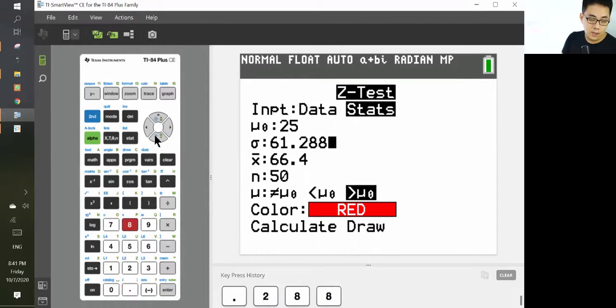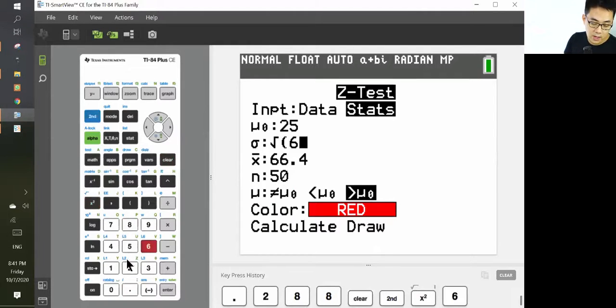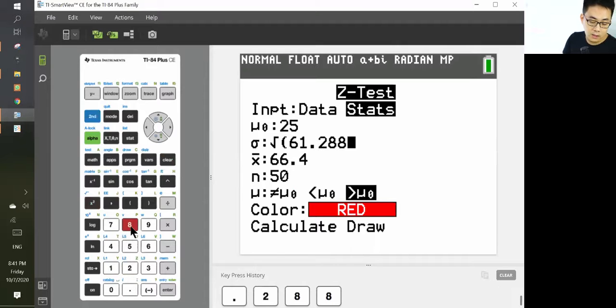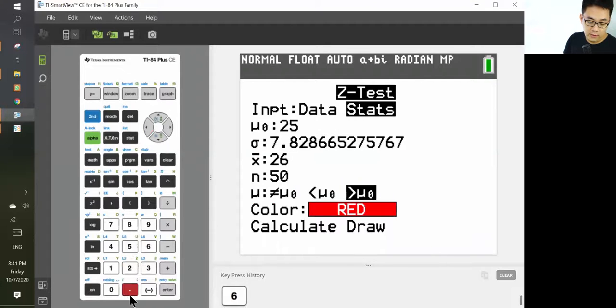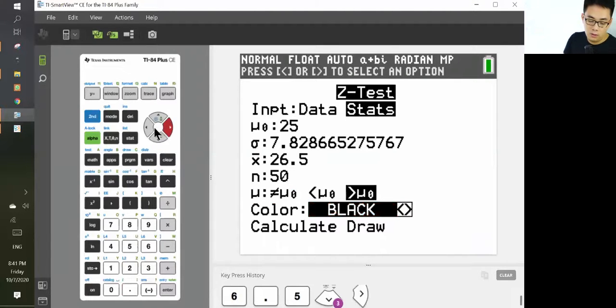61.288. Okay. Root of it. Hang on, let me check. 61.288. This one, root. Make sure you square root it. Please, let's just do this together. So x bar is 26.6. If you have a GC, just key in, find your p-values. Then n is 50. 50 cars. And then you want it to be more than, and I'll prefer you to draw.